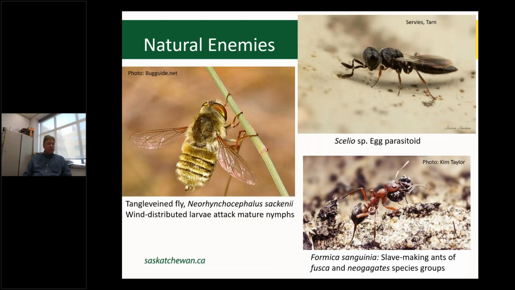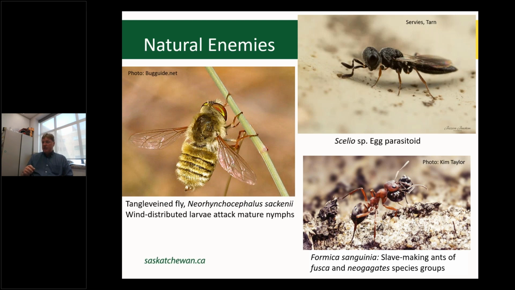Some other ones include the tangle-veined fly. These have a really interesting life cycle. They produce a lot of eggs. So these females are going to produce about 2,500 eggs each, and they're laying them in trees and fence posts, which seems like a really odd place to lay an egg if your host is a grasshopper. These eggs are wind distributed, so big winds come up, as they do in Saskatchewan, and they blow the eggs around. So it's casting a broad net.